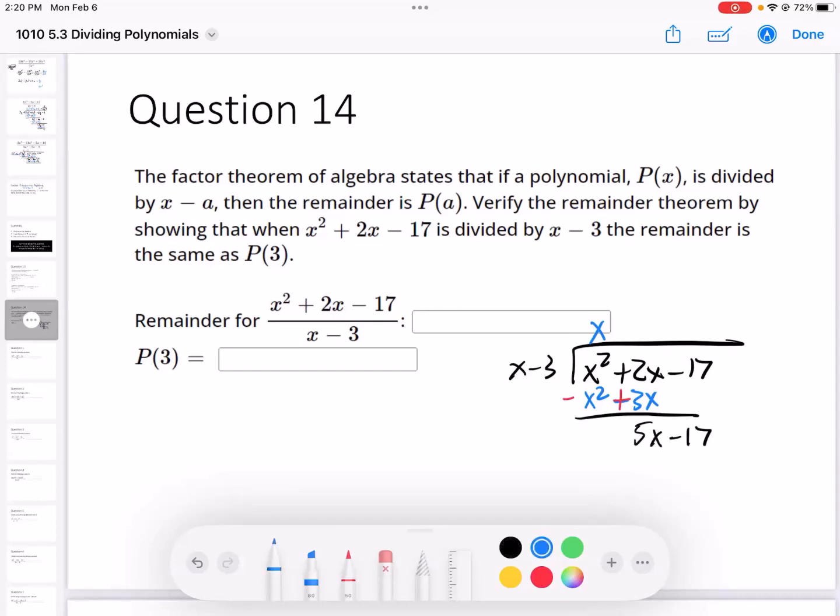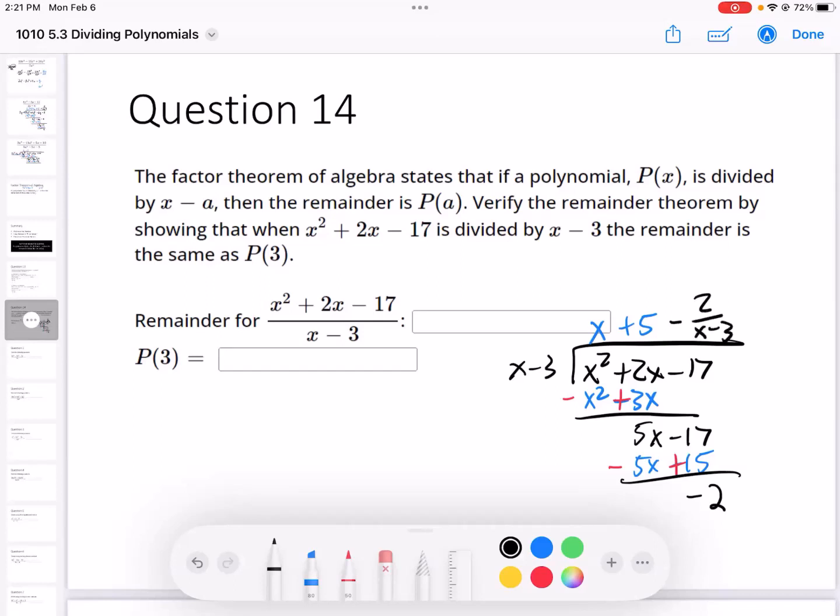And then when I divide 5x by x, I end up with a positive 5. 5 times x is 5x. 5 times negative 3 is negative 15. And when I subtract that, the 5x becomes negative, the 15 becomes positive, and I end up with negative 2 as my remainder. So if I was writing this as an entire solution, I would write it as negative 2 over x minus 3.